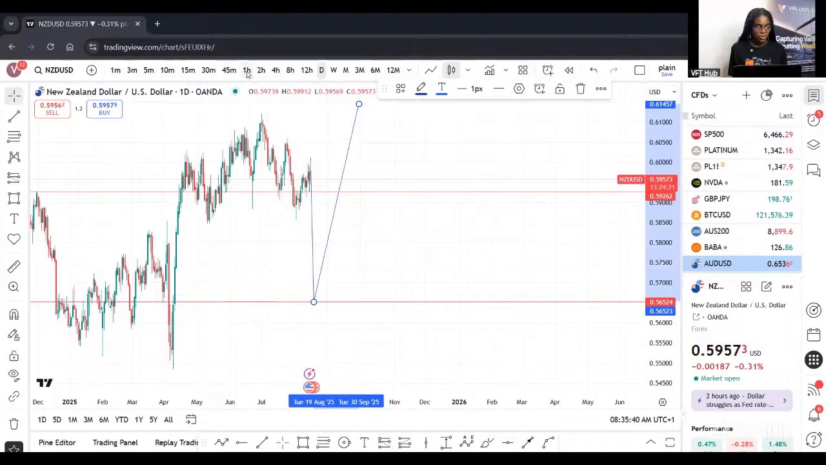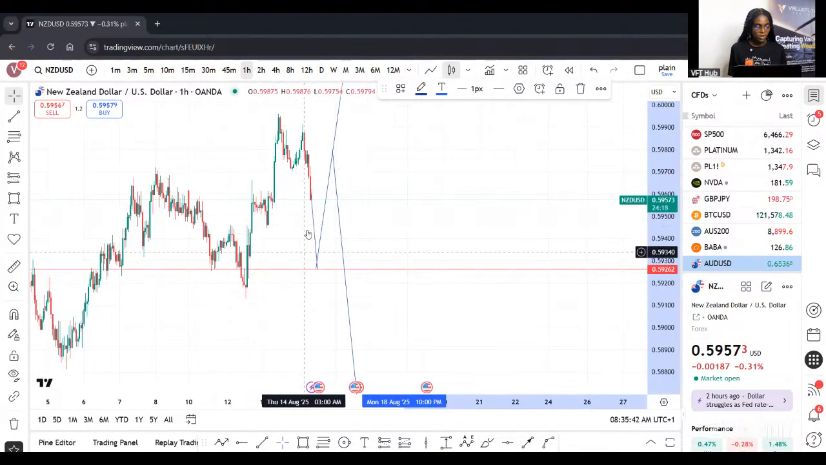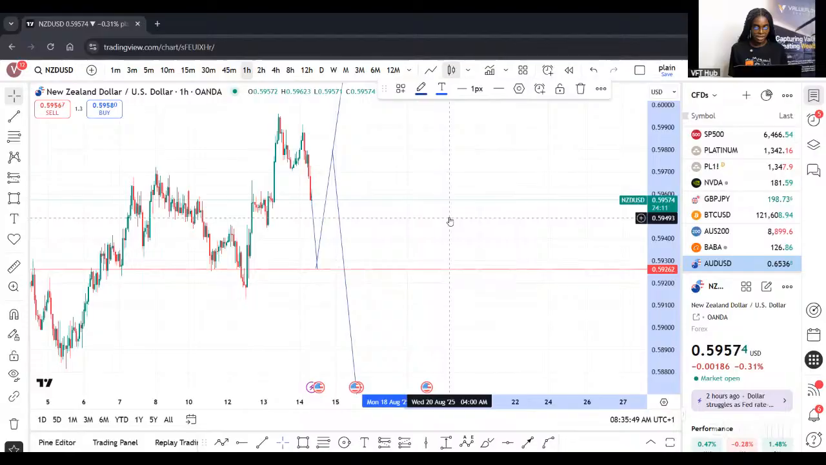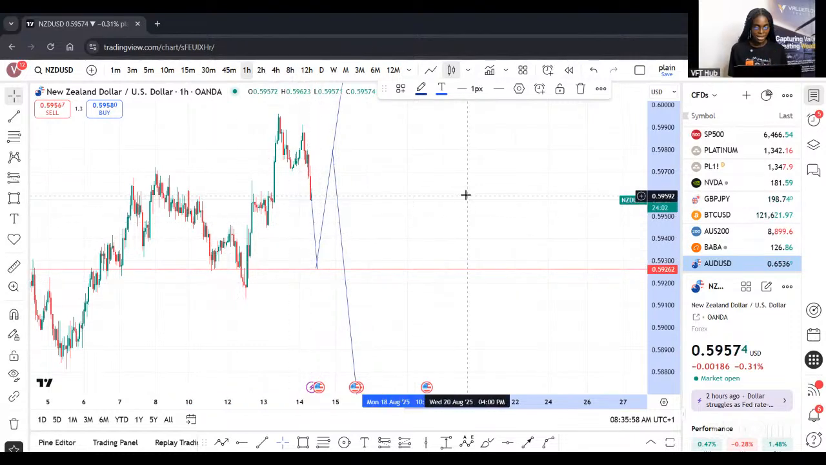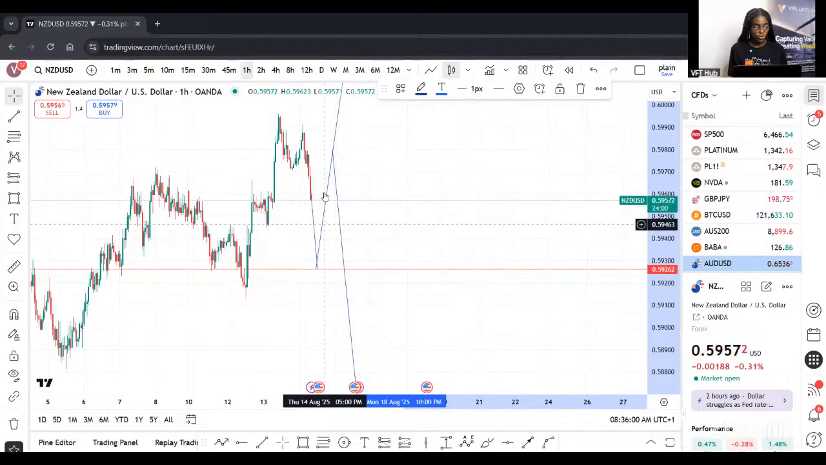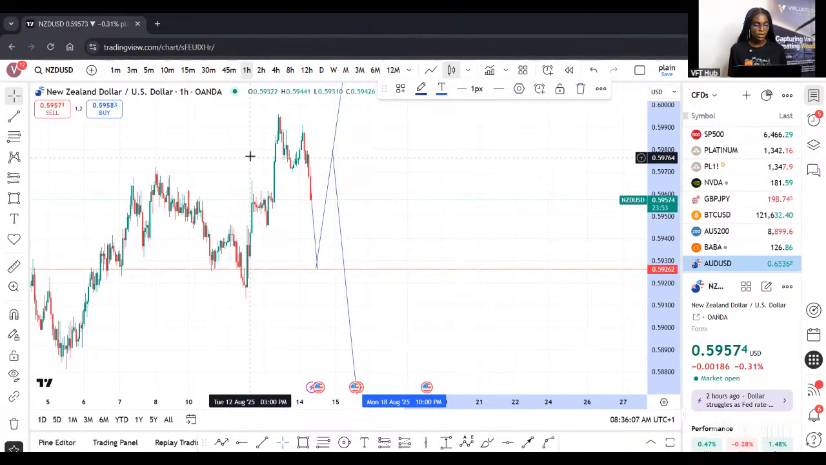Narrowing it down to the 1-hour time frame, I'm seeing the classic box pattern for a buy, shoulder at 0.59262, a sweep to the downside, a break to the upside. All we want to see is price retrace into this left shoulder at 0.59262. Once price gets to this level, I'm interested in taking the buy on NZD/USD today. So my bias for NZD/USD and AUD/USD for today is a buy.